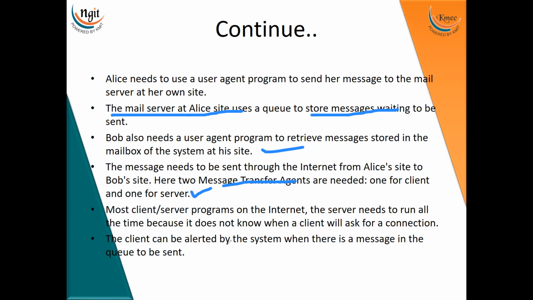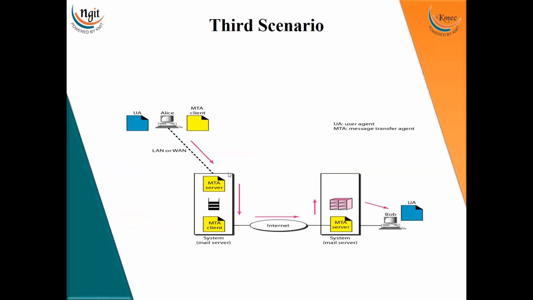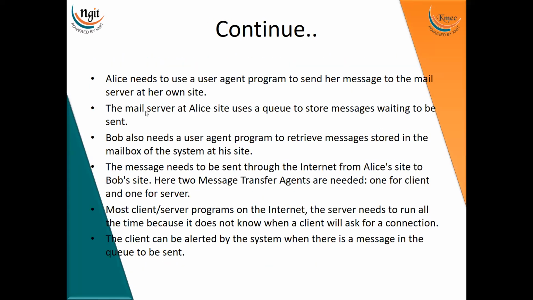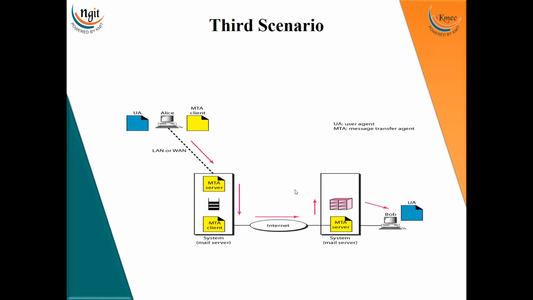Okay, the client is to be alerted by the system when a message is queued. Now here, like in the second scenario, the client and server, Bob and Alice, are going to transmit the data on two different systems with the help of message transfer agents. Now, in the third scenario, there is a little more development.